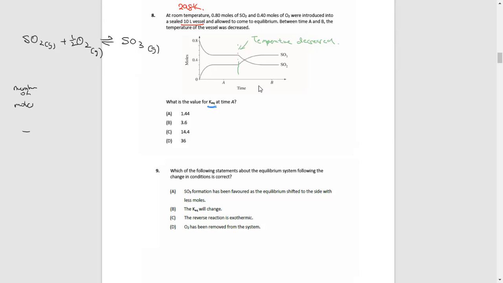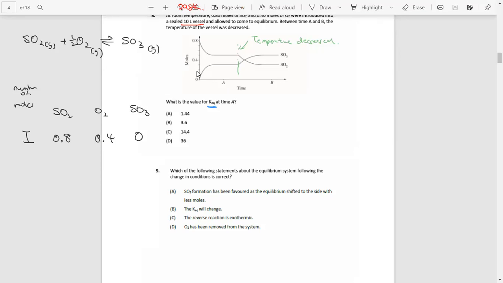And we can draw your ICE table. So you've got SO2, you've got O2 and SO3. And at the start, you've got 0.8 and 0.4 and no SO3. And that is confirmed by the fact that your SO3 curve starts at 0. Now we note at time A, the SO3 has gone up to 0.3. So this has definitely gone up in terms of moles, as it says over here, to 0.3.